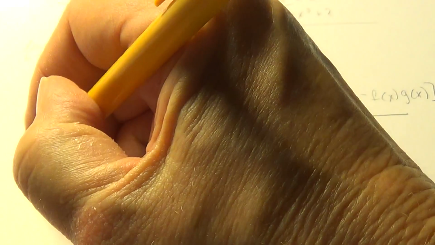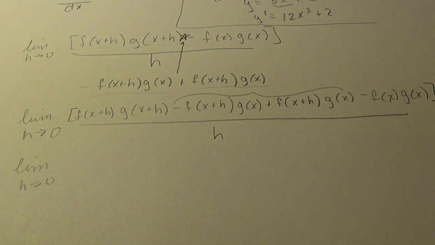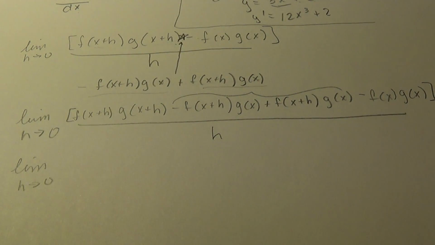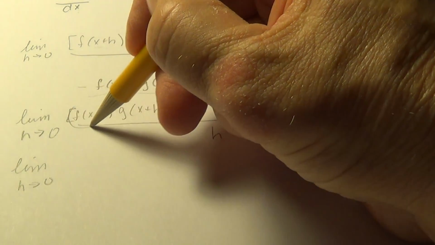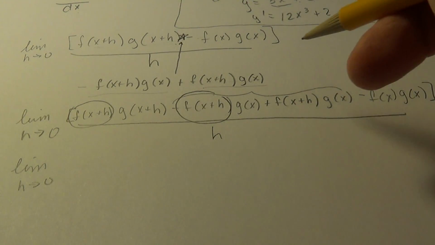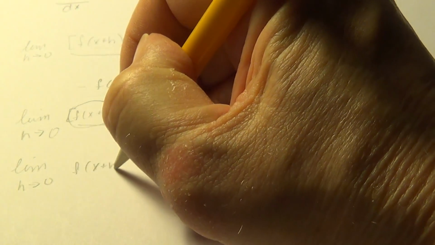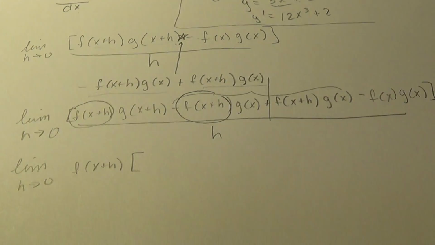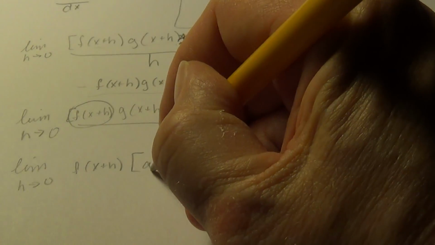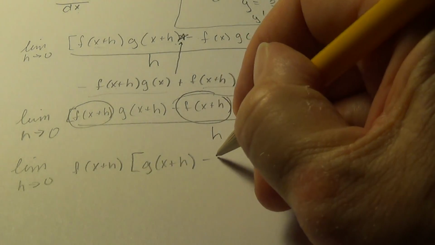Limit as h approaches 0. The reason they did that is you can factor out of the first two terms something they have in common. So let's pull out, just looking at the first two, f of x plus h factored out. So what remains? Can you please tell me what remains? Are you saying loud and clear, g of x plus h minus g of x?